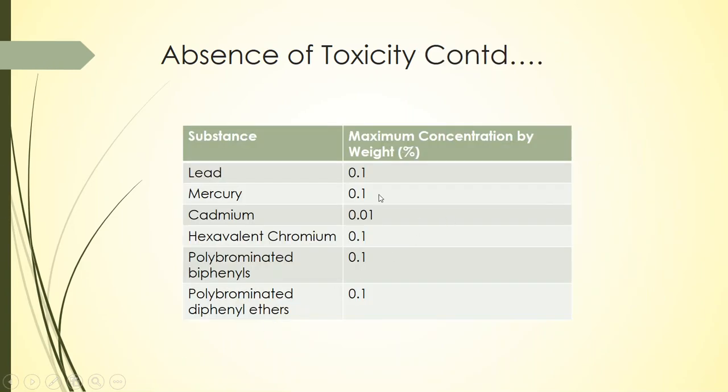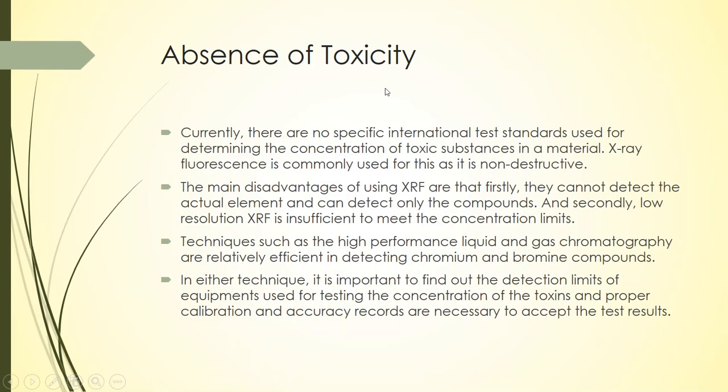So you have materials such as lead, mercury, cadmium, hexavalent chromium. Then you have polybrominated biphenyls and polybrominated diphenyl ethers. So the maximum concentration by weight percentage is given in that directive, right? Directive 2011/65/EU, right? That directive has given all this information. So if you're using lead in any electrical or electronic appliance, you have to make sure that the weight concentration of lead in your entire device is 0.1%. So this is about the material.